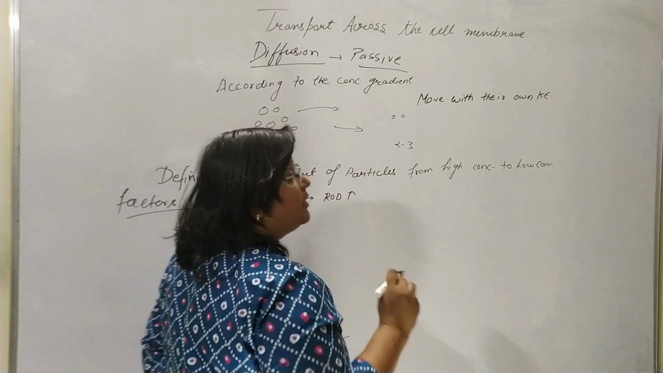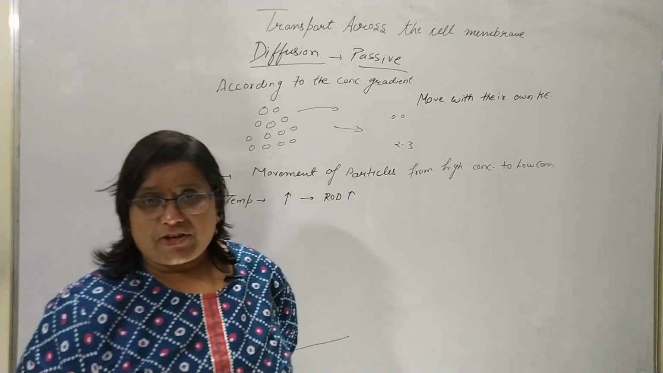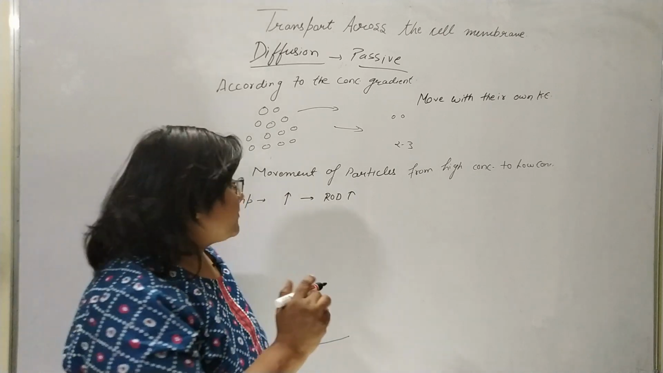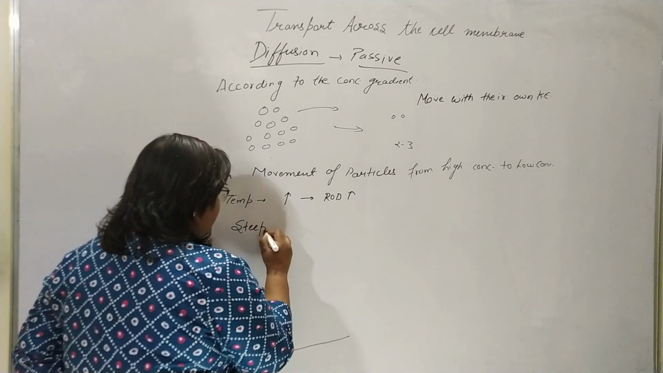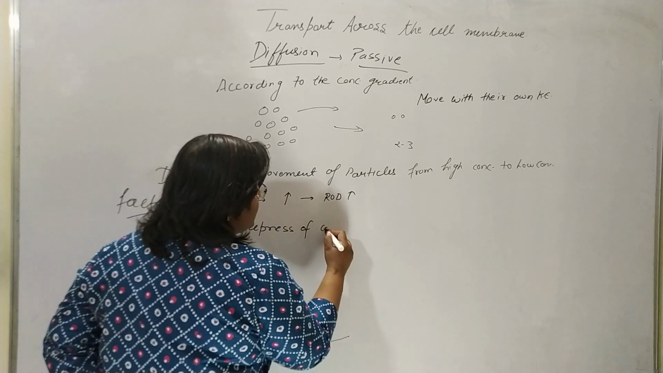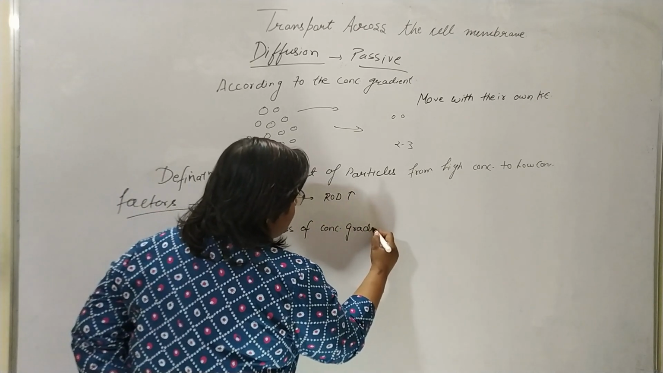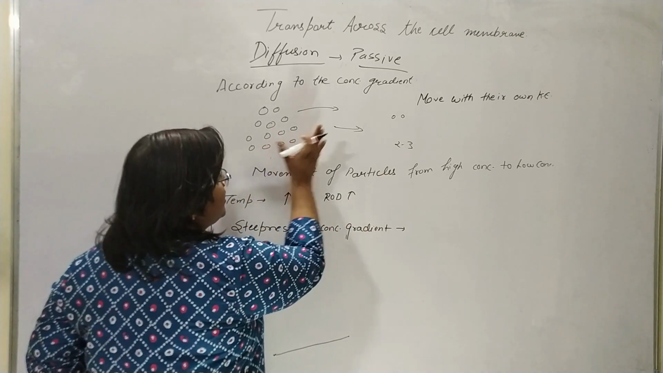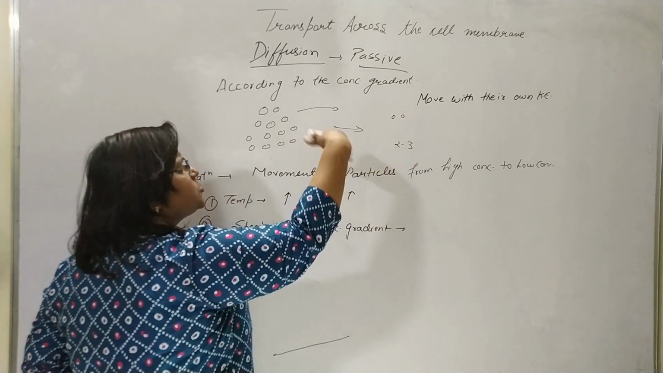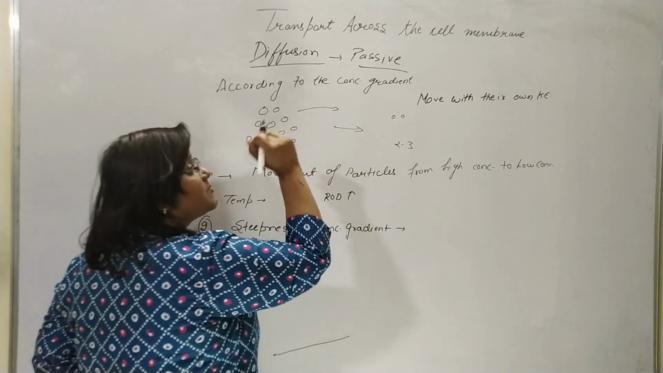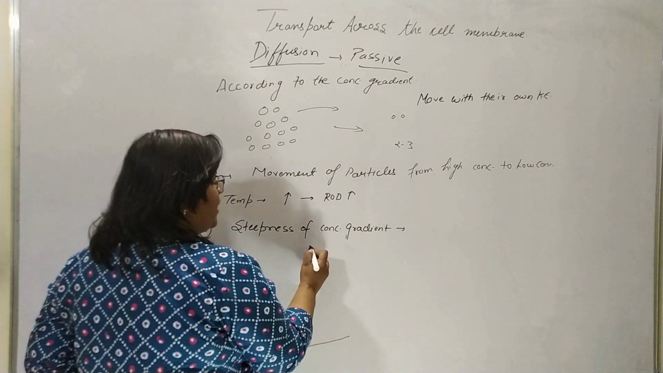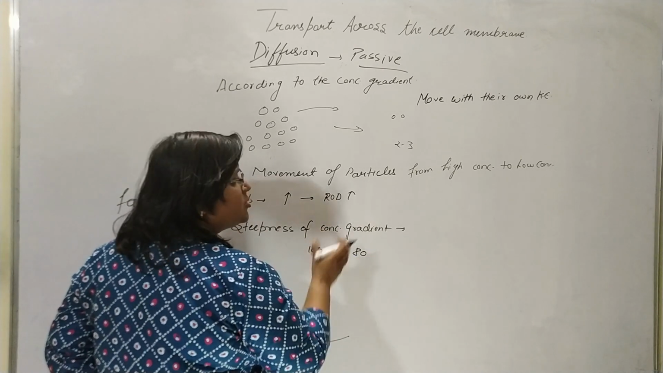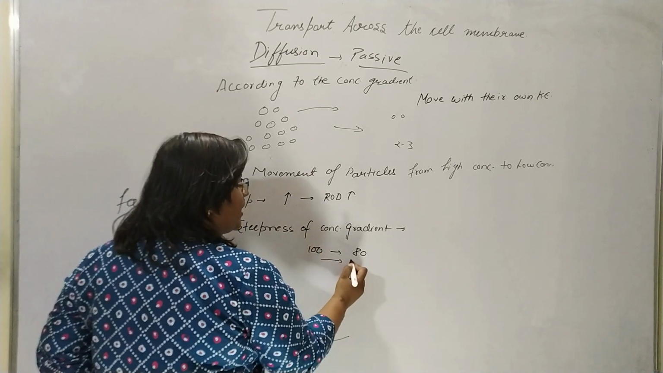Second, the steepness of the concentration. Steepness means sharpness or the difference. I will explain the steepness of the concentration gradient. Here, if the particles are 100 on one side and on the second side the particles are 2 or 3, the concentration difference is higher. Suppose on one side the particles are 100 and the other side 80, the difference is not high, so the movement of the particles is slower.